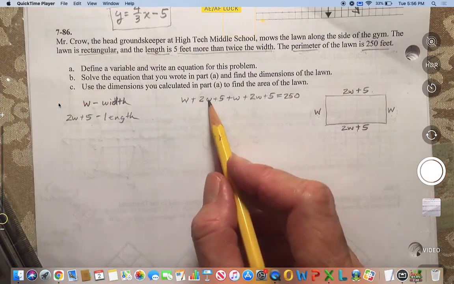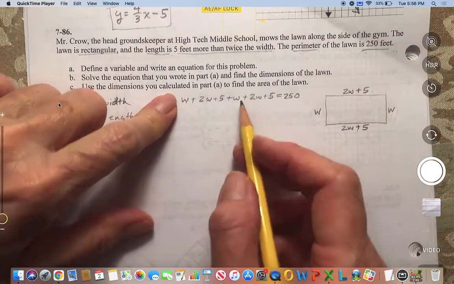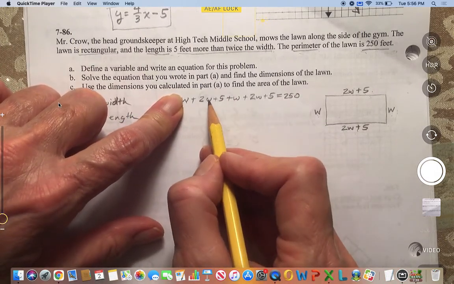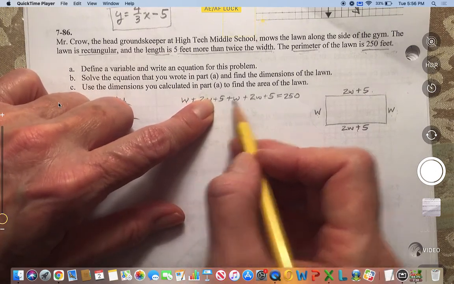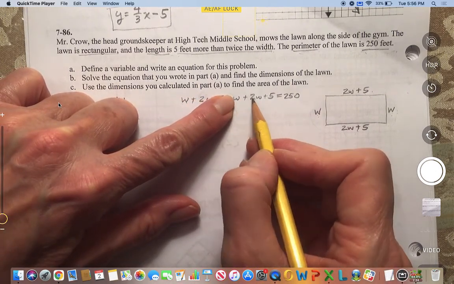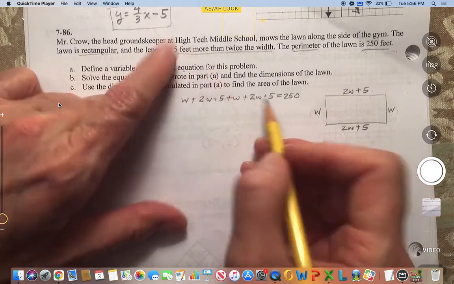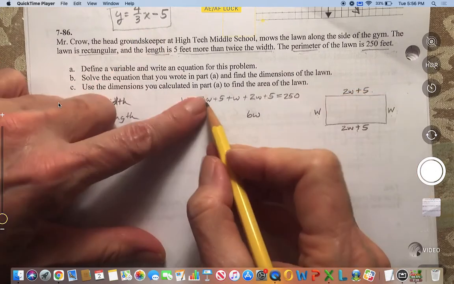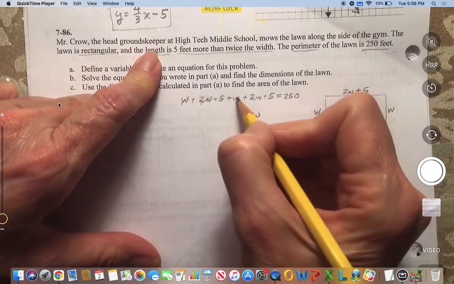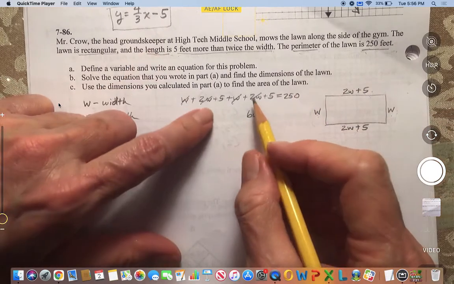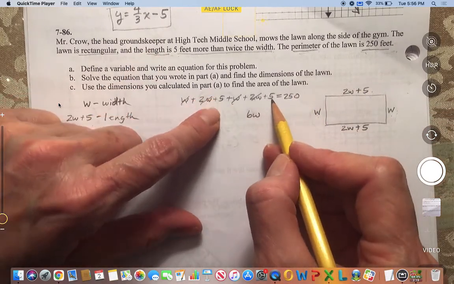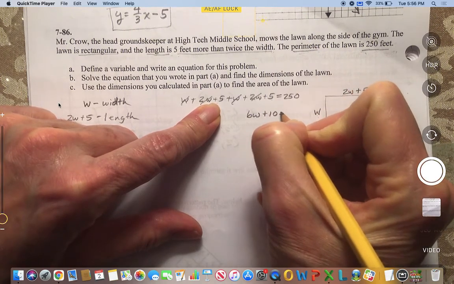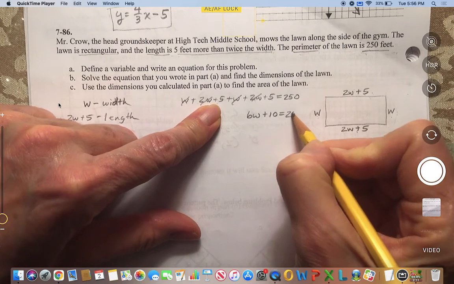Okay. So there's a lot of like terms that we can combine. So let's count how many W's. We've got 1 plus 2, that's 3 W's, plus another W, that's 4, and 2 more W's, that is 6. Okay, so we've got 6 W's, and I'm going to cross out my W's just so I don't get mixed up. And now I can see that I also just have 2 5's. So I can make that a plus 10. Okay, and that's equal to 250.